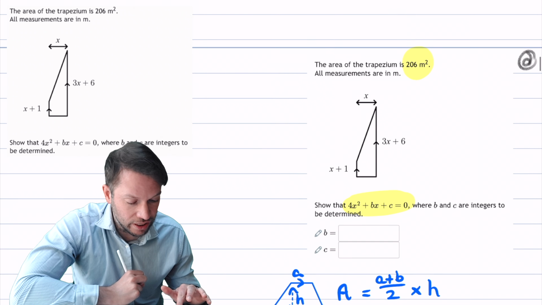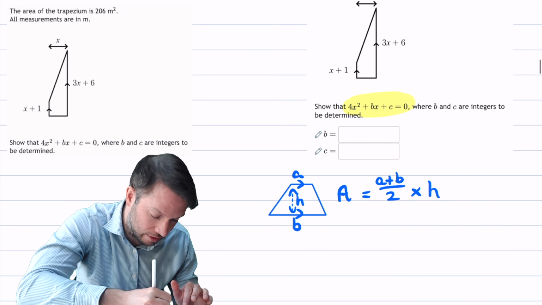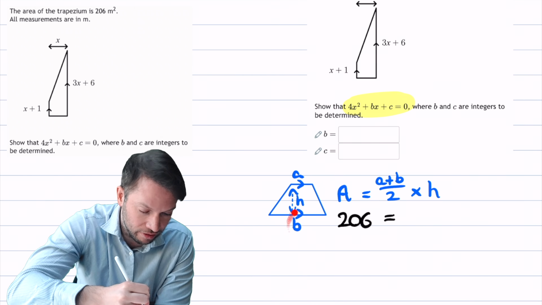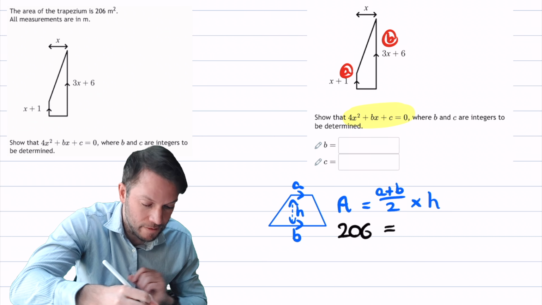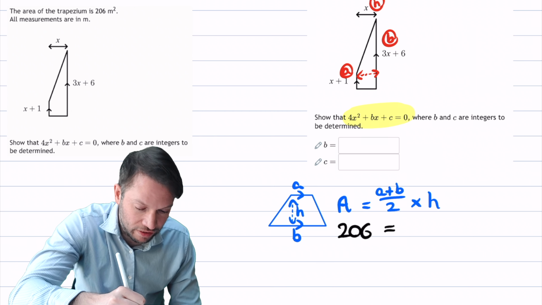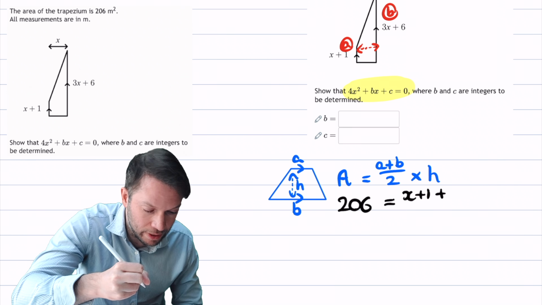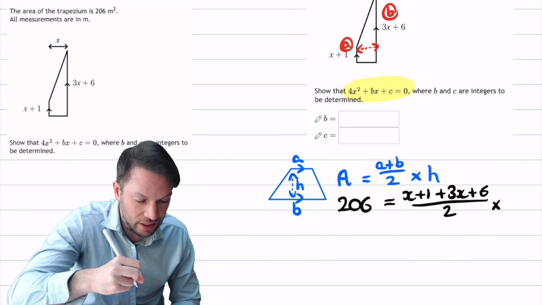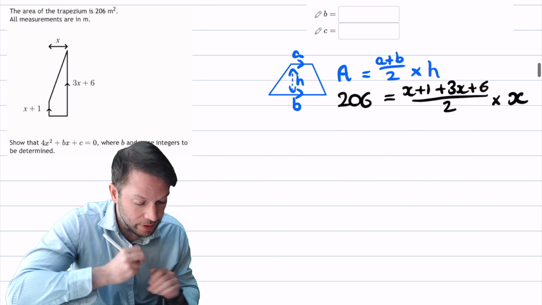Now let's substitute the information in here. We're told the area is 206. So we've got 206 is equal to, and then the A and the B are the lengths of the parallel sides. So the A and B here in this question are these parallel sides here. And the distance between them, the h, you can see is this x here. So we're going to substitute those into our equation. A plus b, so x plus 1 plus b, which is 3x plus 6, over 2, multiplied by h, which we said was x, like that. So now we've got an equation, we just need to simplify that.